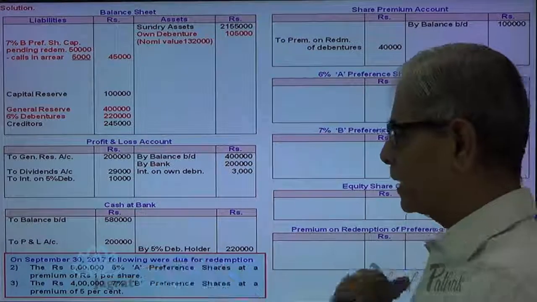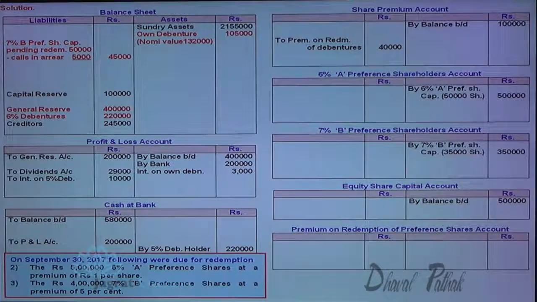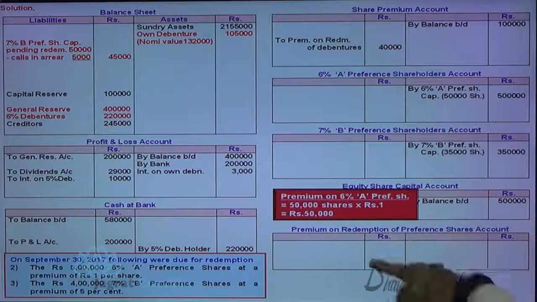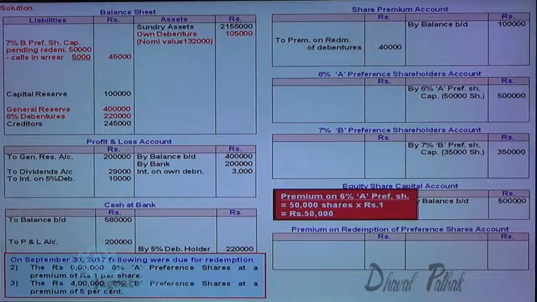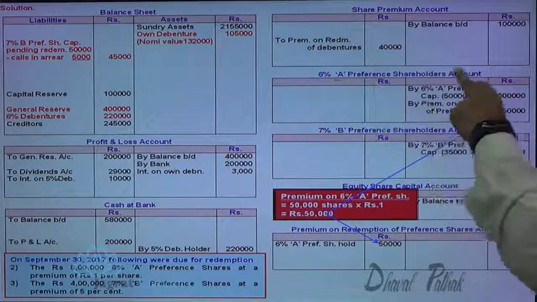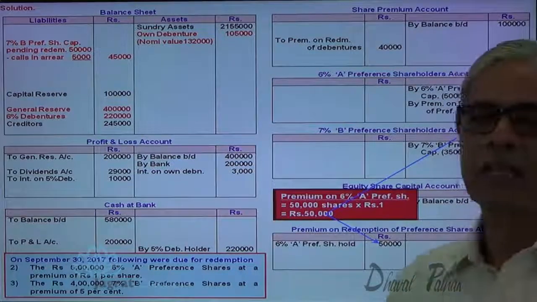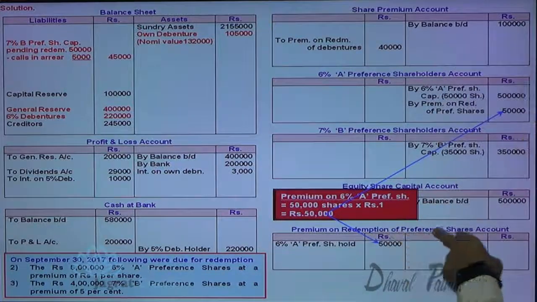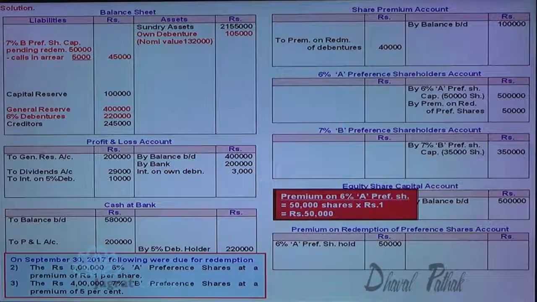Now 5 lakhs 6% preference shareholders at a premium of 1 per share. So 50,000 shares into 1, 50,000 is a premium. Redemption premium account debit, preference shareholders account credit. So these 6% preference shareholders will be paid 5,50,000, and redemption premium payable thereon 50,000 is debited to premium on redemption of preference shares account. Same way.